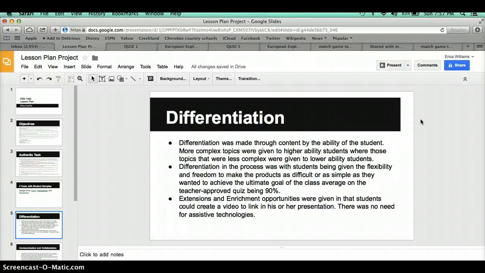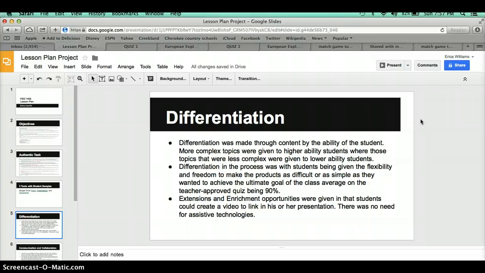More complex topics were given to the higher ability students, whereas the less complex topics were given to the lower level students. Differentiation in the process was with students being given the flexibility and freedom to make the products as difficult or as simple as they wanted. The goal was to achieve the highest score of a 4 on the rubric. On the teacher-approved quiz, the class average had to be 90%.